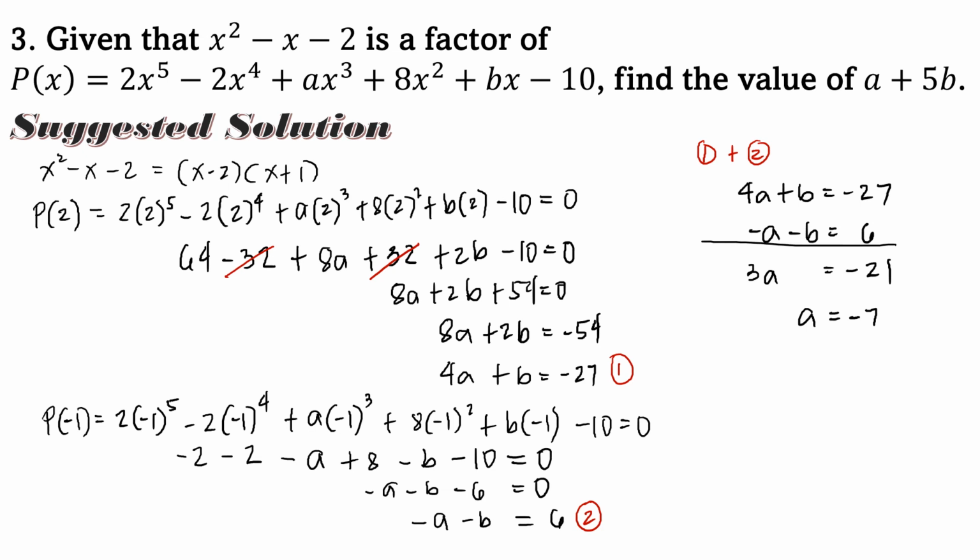Kunin natin ang value ng b gamit ang equation 2. Kung ang a ay negative 7, meron tayong negative of negative 7 minus b equals 6. Negative of negative 7 is 7. Subtract tayo ng 7 sa both sides. Meron tayong negative b equals 6 minus 7. So, negative b is equal to negative 1 at ang value ng b ay equal sa 1.